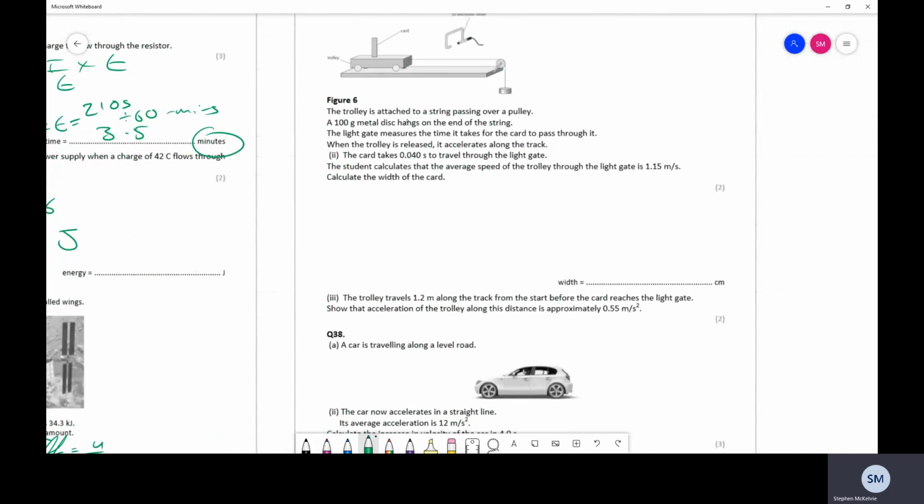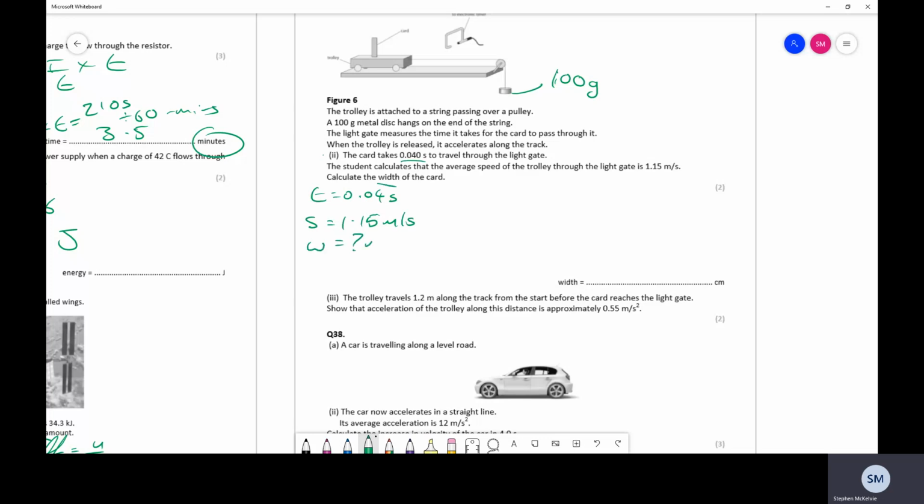A trolley is attached to a string passing over a pulley. A 100-gram metal disc hangs at the end of the string. The light gate measures the time it takes for the car to pass through it. When the trolley is released, it accelerates along the track. The car takes a time of t equal to 0.04 seconds to travel through the light gate. The student calculates that the average speed of the trolley through the light gate is 1.15 meters per second. Calculate the width of the car.